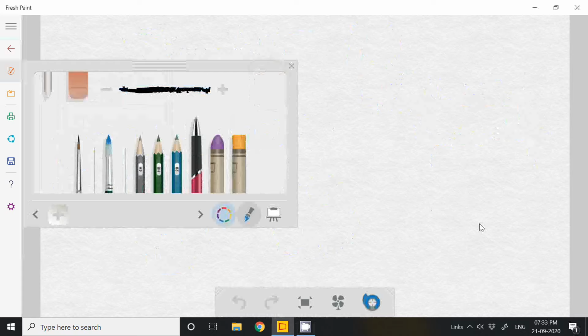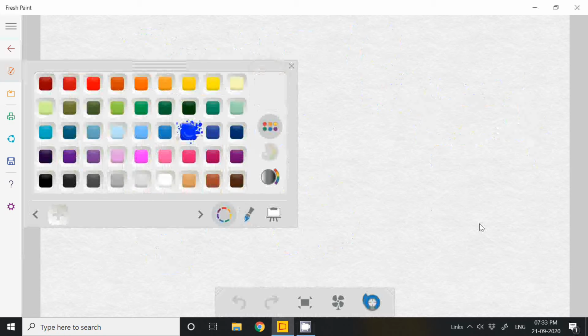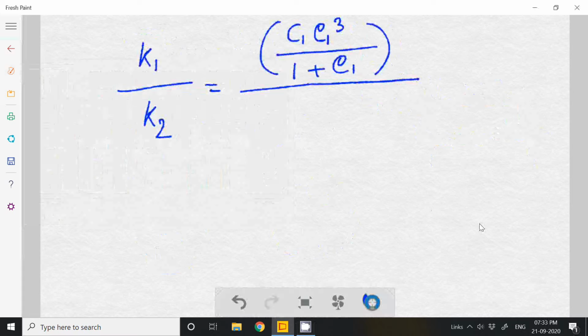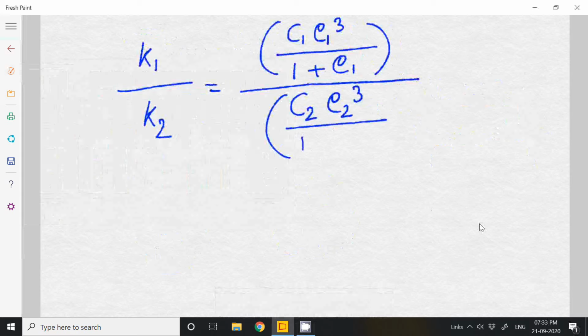Let me take blue ink today. Let us write the equation now. K1 by K2 is equal to C1 E1 cube by 1 plus E1, divided by C2 E2 cube by 1 plus E2. So this is the relation.